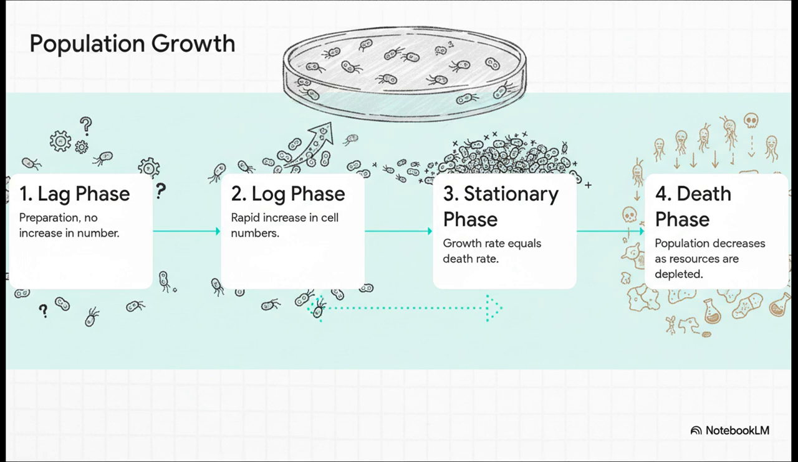And if you watch a whole population of bacteria in, say, a petri dish, you'll see their story unfold in 4 distinct acts. First is the lag phase. They're just getting settled, tooling up for growth. Then comes the log phase. This is the explosion, exponential growth, where the numbers just skyrocket. After a while, they hit the stationary phase, where things level off. New cells are being made at the same rate that old cells are dying. And finally, as the food runs out and waste builds up, you get the death phase, where the population declines.